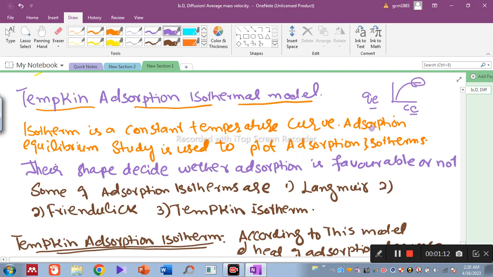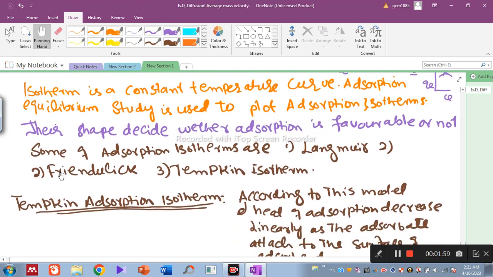Suppose the isotherm shape is like this one, so the adsorption will be favorable. But if the isotherm shape is linear, like this one, then the adsorption process will not be favorable. If the isotherm is like this one, the adsorption will not be favorable. In this case the adsorption is favorable. This plot can be obtained from the Langmuir, Freundlich or Temkin adsorption isotherms. So these are the favorable adsorption isotherms. The shape of the isotherms decides whether the adsorption process is favorable or not favorable.